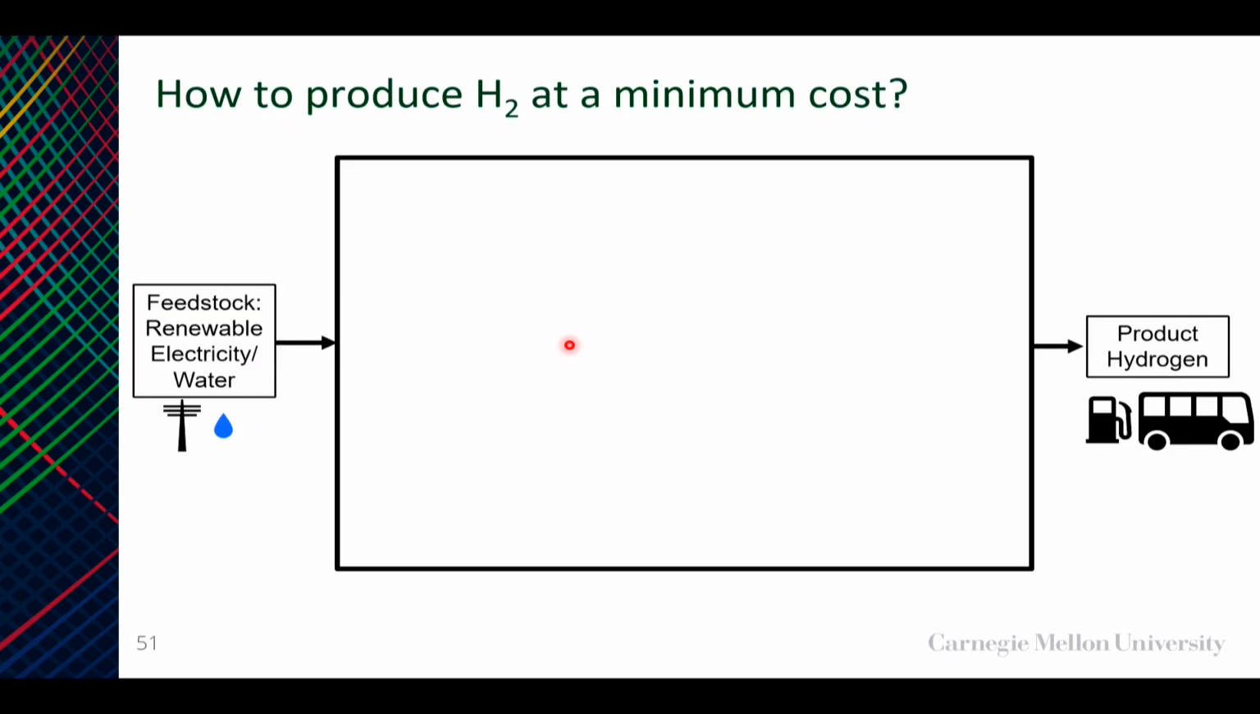So my group has studied this for a very long time, as I said before, and we were interested to find out how to produce hydrogen at a minimum cost. So using the process design framework that I talked about at the beginning, what we find here is that we identify the feedstocks are going to be the renewable electricity and the water, and the product is going to be, for example, a demand for hydrogen to fuel a fleet of trucks or buses in a certain city. So let's build the flow sheet together.